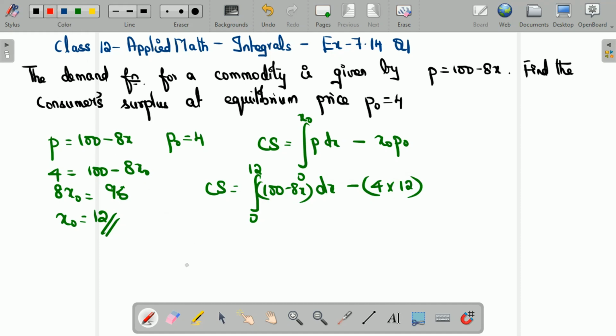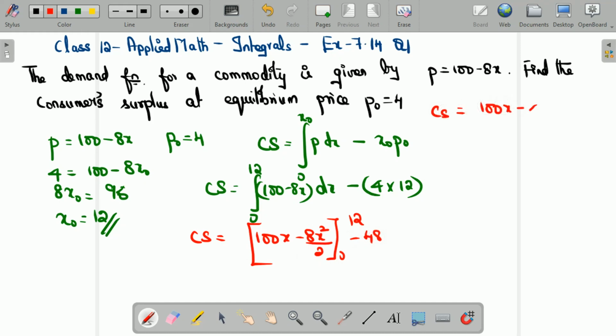Now let's perform the integration. So consumer surplus is going to be 100x minus 8x squared by 2 within the limits 0 to 12, and then there is a minus 48. So consumer surplus is going to be equal to 100x minus 4x squared between the limits 0 to 12 minus 48. So let's substitute the upper limit.